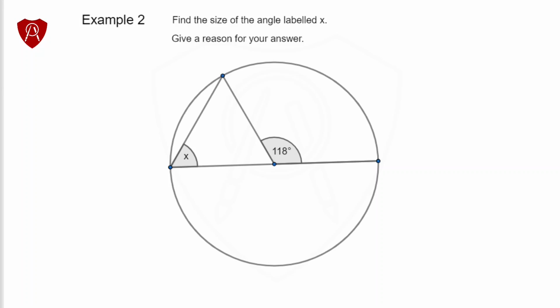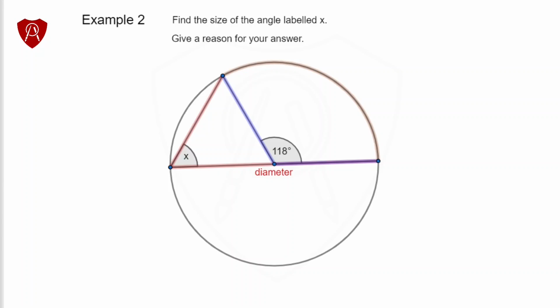Example 2. Again, you are required to calculate the angle marked x and to give a reason for your answer. You might want to pause the video and try solving it on your own. This diagram requires a very careful look to see the second leg of each marked angle. This is because two legs are overlapping along the diameter. But when we trace the legs of each angle, it becomes clear that both angles are formed by this arc.